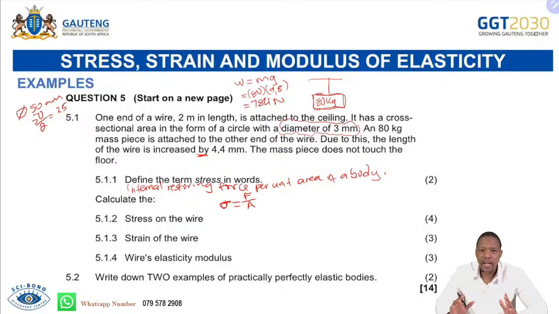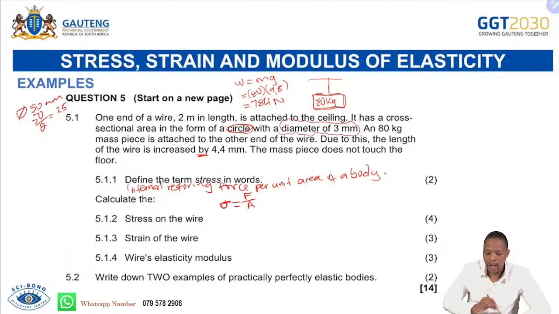Now I need the area. Okay, I'm going to calculate the area within the question itself, grade 12, because I'm avoiding this issue of pressing my calculator a lot of time. But before I do that, I'm going to fix this issue here. My diameter is given as 3 millimeters. Because I know the area of a circle, they said it is a circle here. Okay, where is it? Cross-sectional area in the form of a circle.